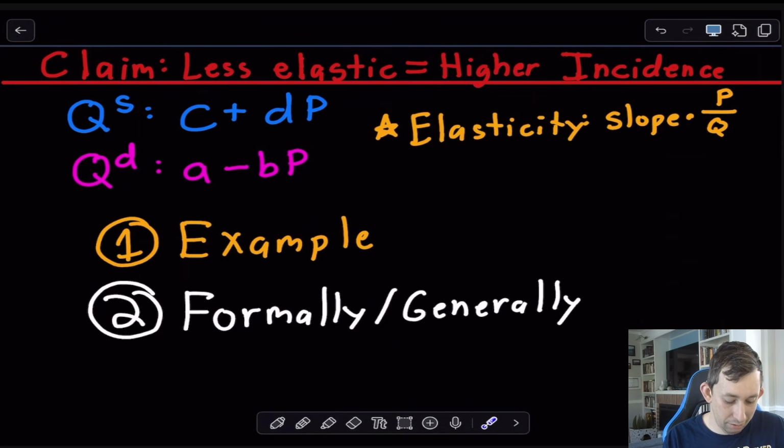If I have such a linear supply and linear demand curve, like C plus dP for quantity supplied and A minus bP for quantity demanded, remember the way we've learned elasticity is it's just the slope, dQ/dP, times P over Q, and so that's what we're going to use in this video.